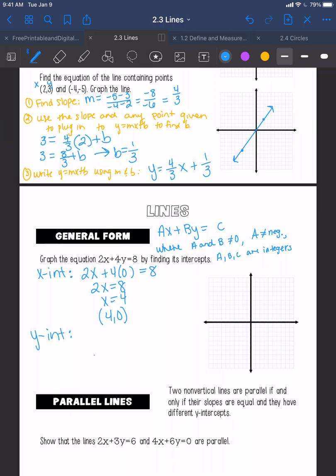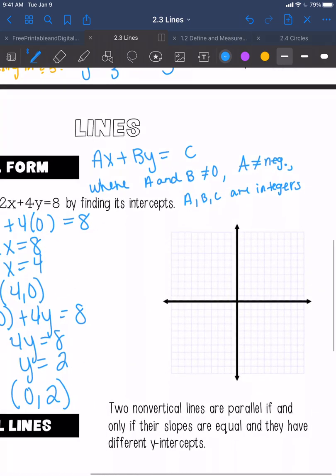Our y-intercept then, plug in 0 for x. That's 4y equals 8. So y equals 2. So (0, 2) is the y-intercept. Plot those 2 points and connect, and you are good.